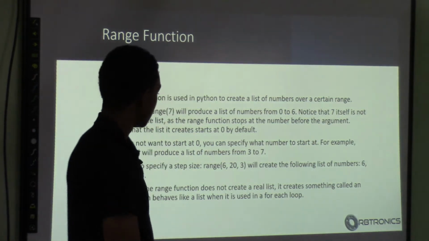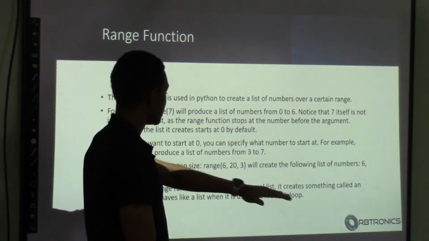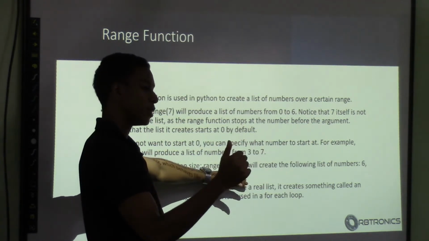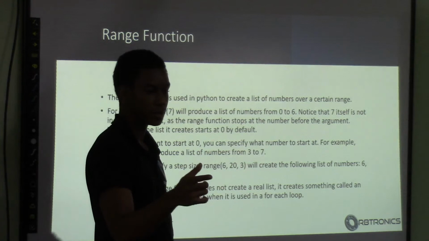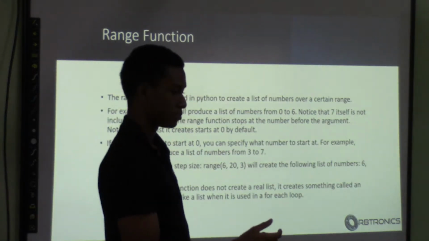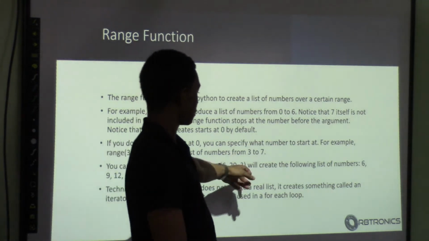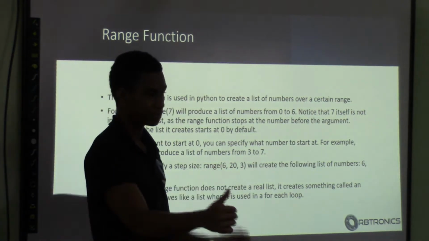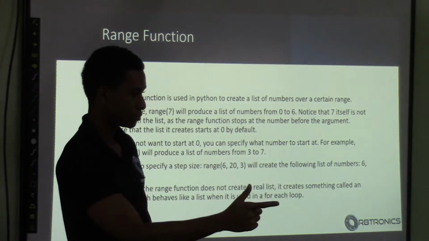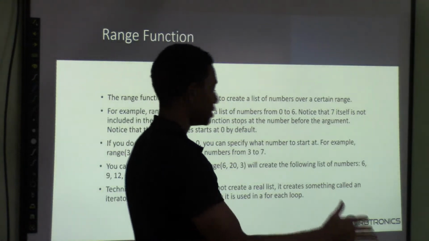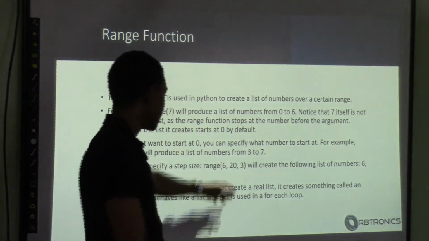So we're using this function. We're saying range 6, 20, 3. What's the list of numbers that's going to be created? What's our step size? So 6, 9, 12, 15, 18, and then we end because we stop before 20.